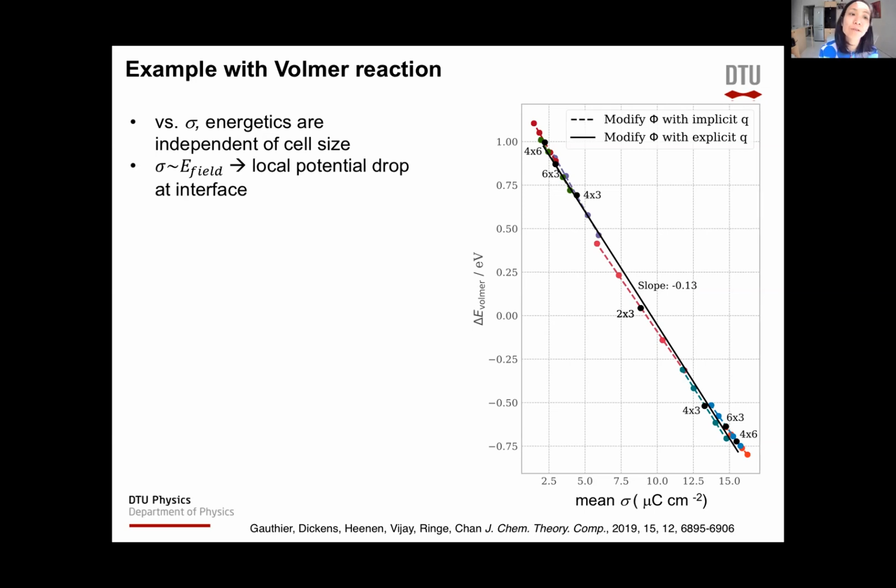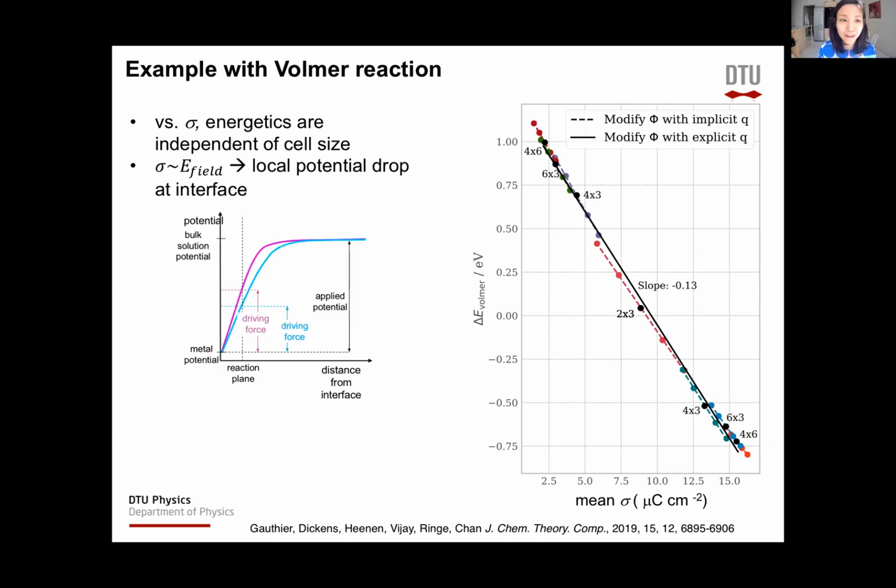And really what this reflects is that the surface charge density is proportional to the local field, which is a good approximation of the local potential drop that is driving this process, as illustrated in this cartoon here of the Frumkin effect. And so my suggestion would be then to relate our energetics under a given charge to potential using some known charging properties of the interface, the double layer capacitance and the potential of zero charge.